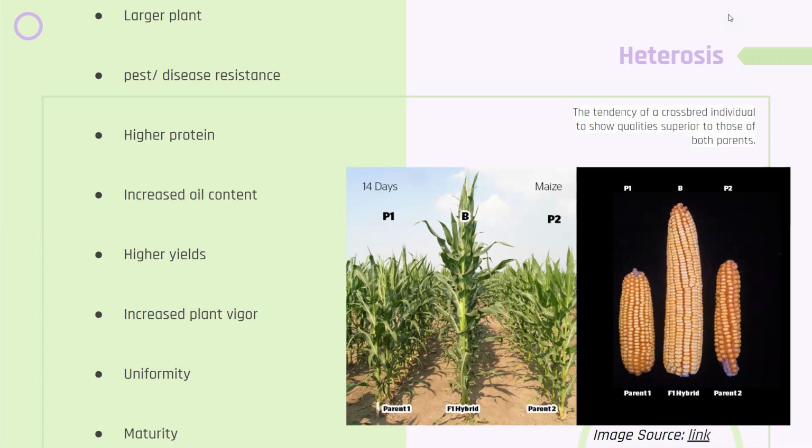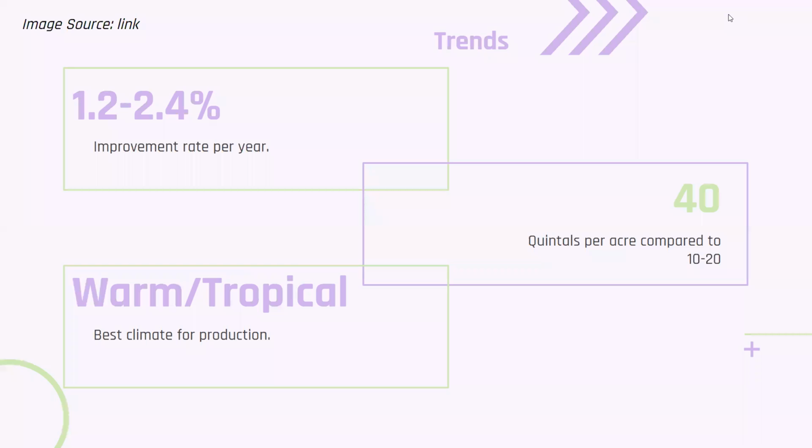All right, heterosis is next, which is creating a better generation of plants than the parent plants. In corn hybrids, we see larger plants. You can have pest and disease resistance. You can have higher protein levels, increased oil content. We'll see higher yields per acre, an increase in vigor, which is the main part of why they hybridize corn. And then we'll see more uniformity and more maturity in these crops.